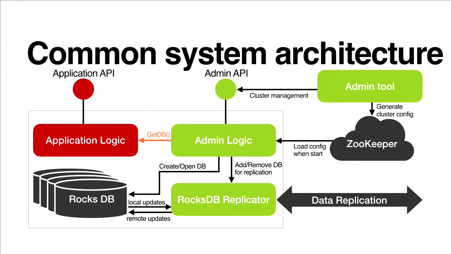Okay, so we have discussed how we do data replication at a high level and also how we do cluster management. Next, I will discuss how the application logic interacts with the library. Let's say if you want to write application logic to read or write to a shard, what you need to do is just query the library to get a DB handler through a getDB API. And then once you get the handler to RocksDB, you can just use that handler to talk directly to your local RocksDB.